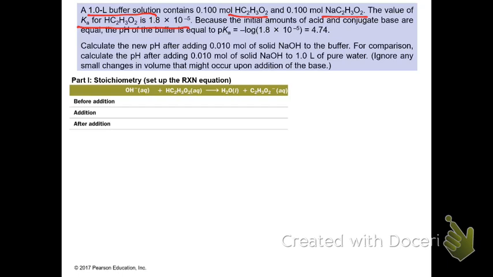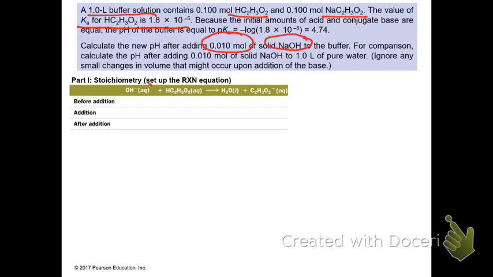So the first thing that we want to do here is to break this problem into two parts. And the first part is using stoichiometry, right? So we added solid sodium hydroxide, and this is the amount of sodium hydroxide that we're adding. Sodium hydroxide is an example of a strong base. And a strong base, or any base, will react with the acid component that's present in the buffer solution. So we're going to set up our stoichiometry here, our reaction.